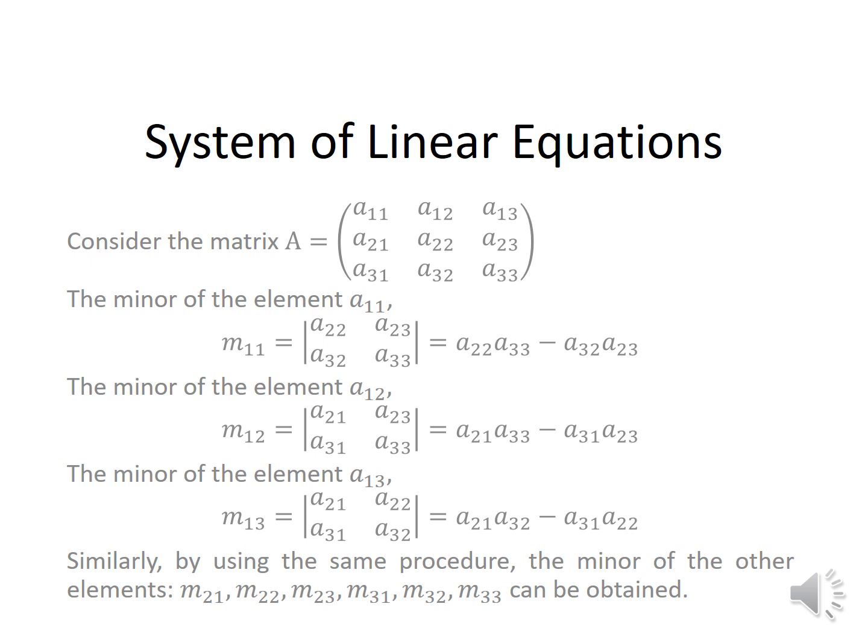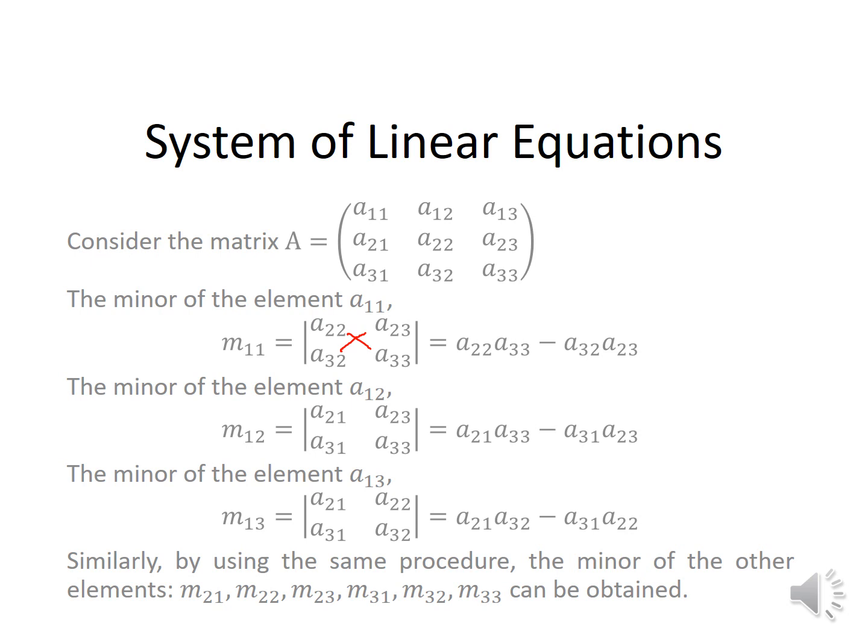How about if the size of the matrix is 3 by 3? To get the minor of the element A11, look at the first element A11. We close the whole first row and the whole first column. So we have A22, A23, A32, and A33. And we put them into the modulus form, and we use the determinant method, put a cross here, so we get the minor of A11.